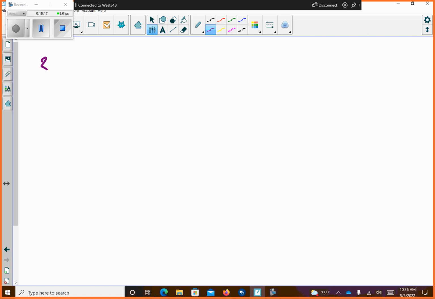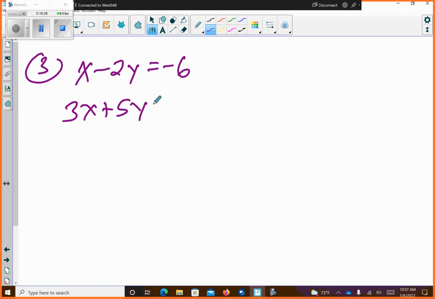Problem number 3, we get x minus 2y is equal to negative 6, and we get 3x plus 5y is equal to 26. Okay? I'm going to modify this top equation to look like this, and you tell me what I did to get there.